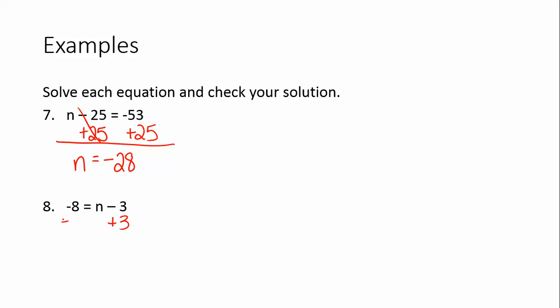And on number 8, we're going to add 3 to both sides. And we get n equals negative 5. Since the signs are opposite on the two numbers, we want to subtract them and give our answer the sign of the larger number.